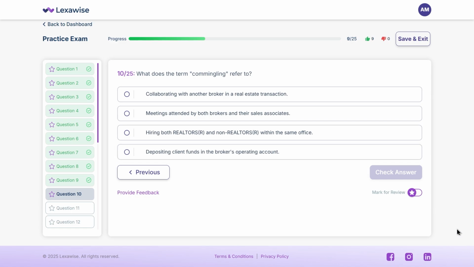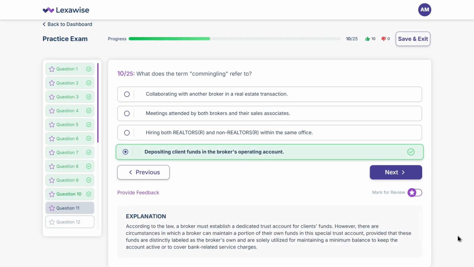The correct answer is D. Depositing client funds in the broker's operating account. Brokers must keep client funds in a separate trust account. Mixing them with personal funds is illegal commingling.